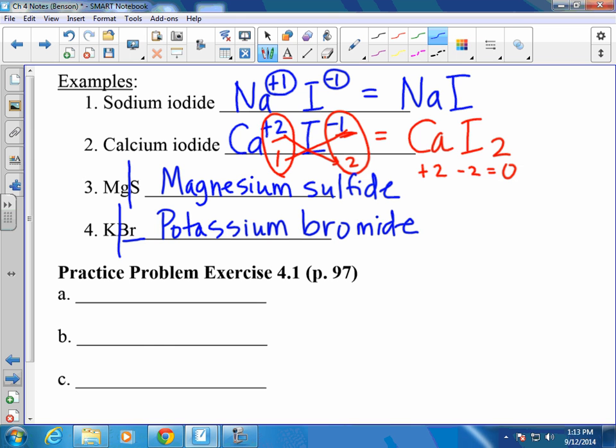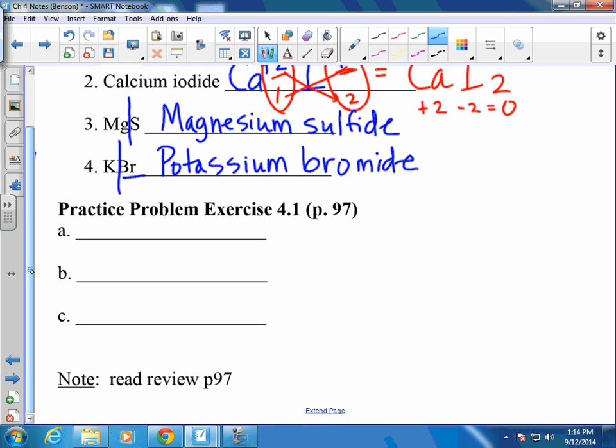Okay, so these practice problems that you have right here, they are just writing the name, and you guys also have a worksheet on homework 1 that you'll be doing to complete this section.